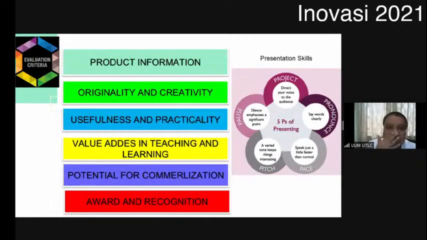Okay, so this is the judging. You can see something like this. This is the basic thing. After that, I will explain in detail. But basically, you can see that your criteria are product information, originality and creativity. After that, usefulness and practicality, value added, and potential for commercialization. After that, award and recognition. At the same time, you need to excel in the presentation, because we have 10 marks.